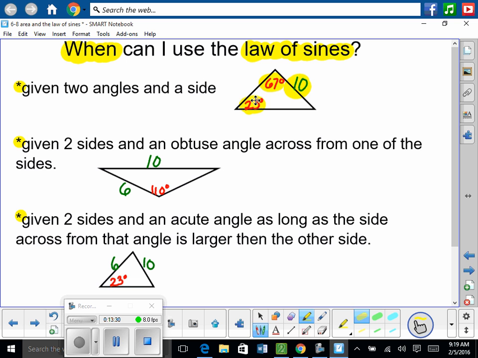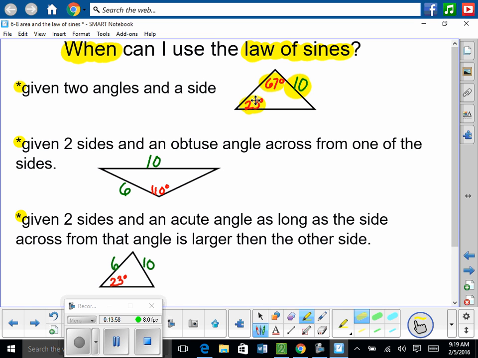So do you see how this obtuse angle is across from one of the sides? So that's when you will also be able to use the law of sines. And then also, next thing, you can use the law of sines if you're given 2 sides, so once again 6 and 10, and an acute angle. Acute means less than 90 degrees. So if you're given an angle less than 90 degrees, and you're given 2 sides, you can use the law of sines as long as that acute angle is across from the side that's larger than the other side.